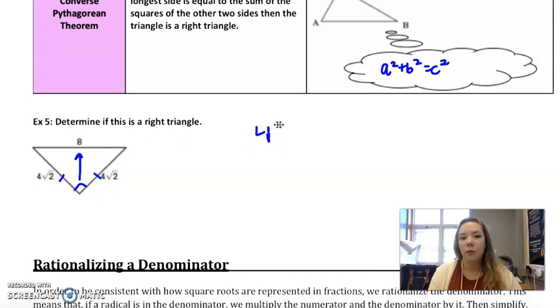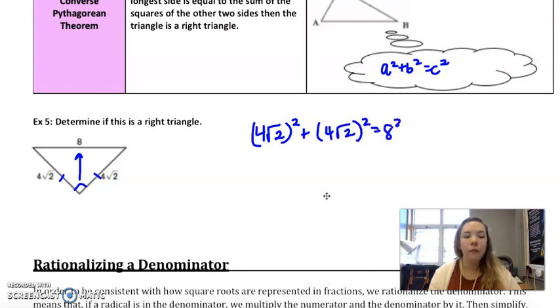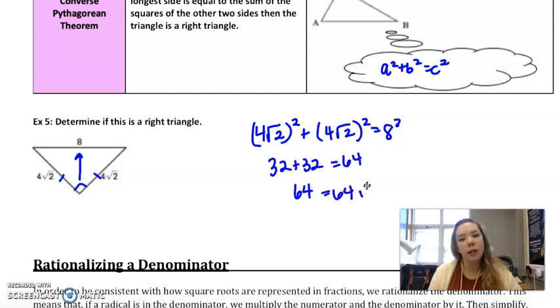So we have 4 root 2 squared. I'm going to put that in parentheses so I don't forget to square both. Plus 4 root 2 squared equals 8 squared. So that'd be 16 times 2 is 32 plus 32. That's 64. 8 squared is also 64. So since it's 64 on both sides, that's true. It is a right triangle. If it was not the same number on both sides, it would not be a right triangle.